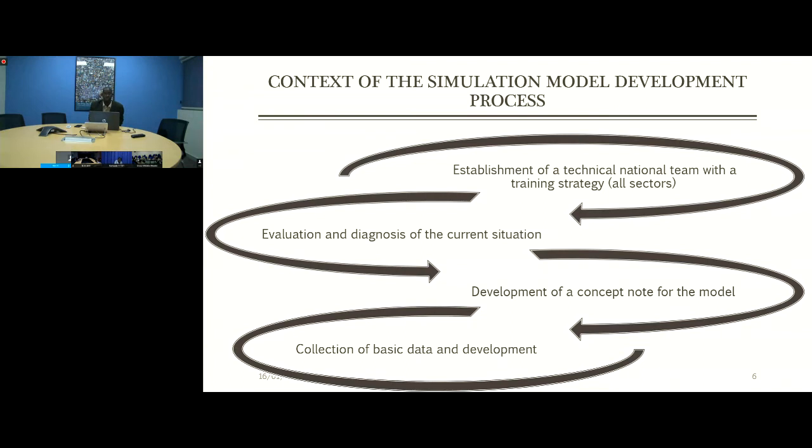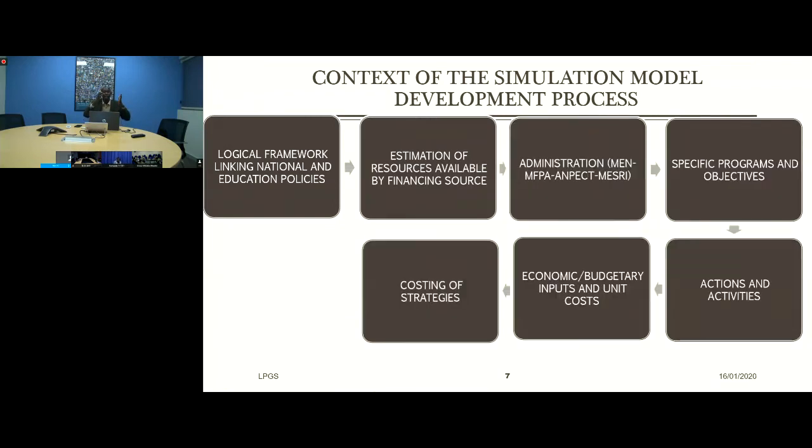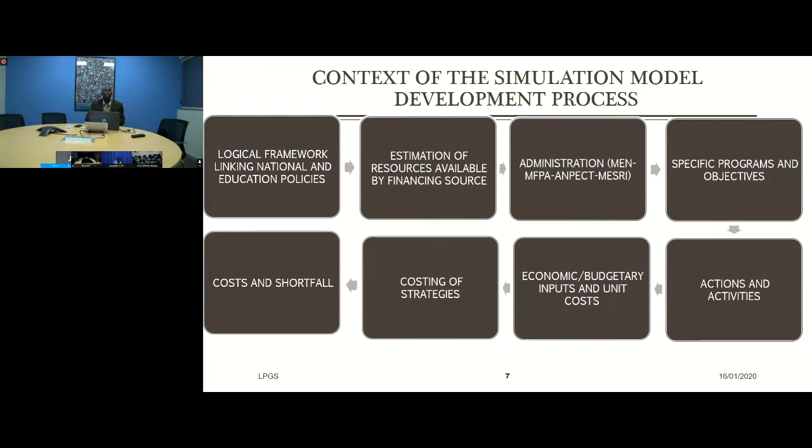So what is the process? When you open the simulation model, there is a global logical framework that allows to link the national policy and the education policies. So this is the link between those two elements. Based on this framework, we developed something that allowed to estimate the resources that were available by financing source. What does this mean? It means that we try to evaluate between now and 2030, what are the resources that the government could actually give to education? We did the same thing for our technical and financing partners, the same thing for the private sector, the funding of education, and then what the local government could actually do at the local level.